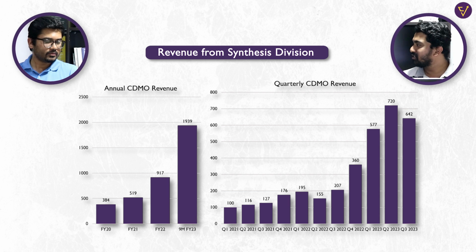So Paxlovid, which is a COVID molecule, the sales for that in the first half was about 1000 crores, and the first half sales from the synthesis business was about 1300 crores. So excluding Paxlovid, the CDMO business only did 300 crores of revenue in the first half, which is below the run rate that the company has been seeing historically. So the management has said that because Paxlovid is not going to be there next year, the revenues for the CDMO business at best will be flat. Right. Or at worst, there could be a small degrowth in the business.